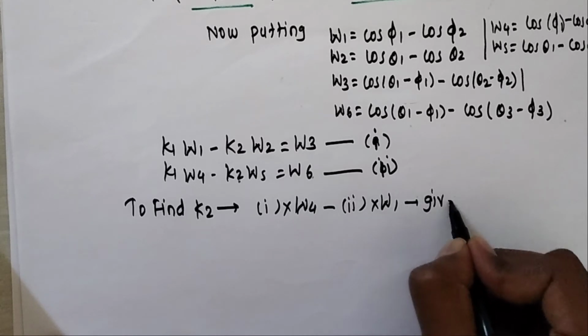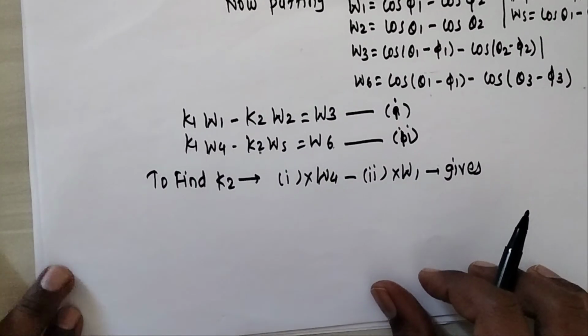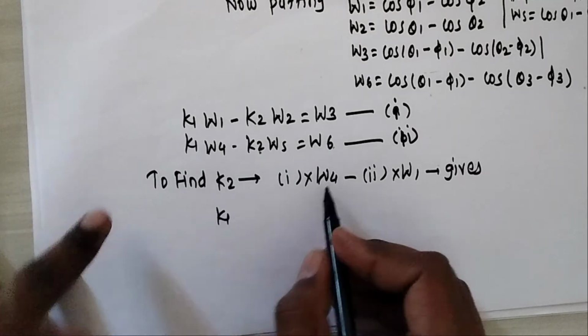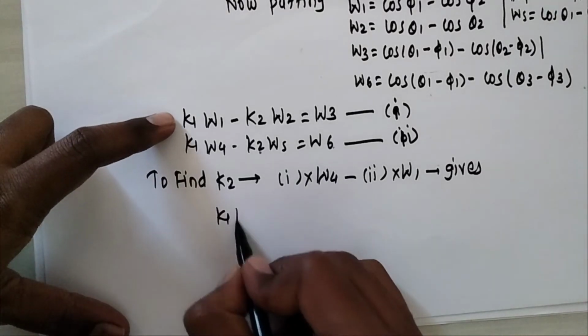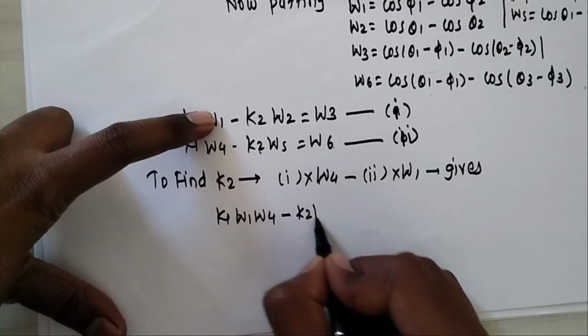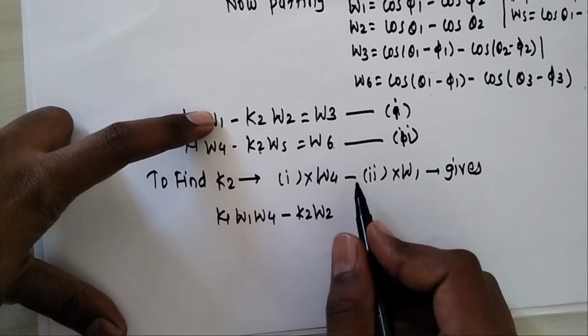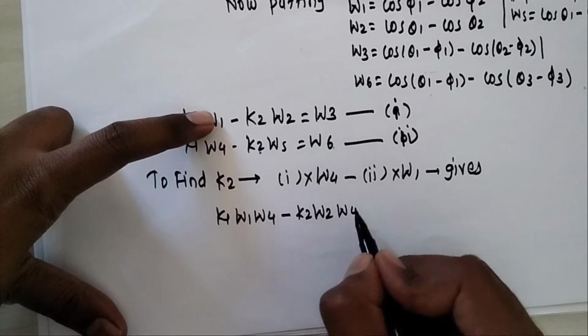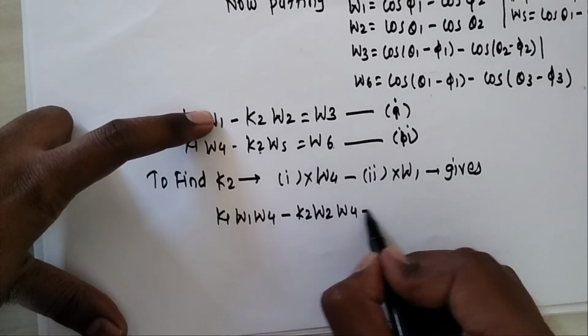And what does it give me? Multiplying equation number 1 by W4, K1 W1 W4 minus K2 W2 W4, minus this.